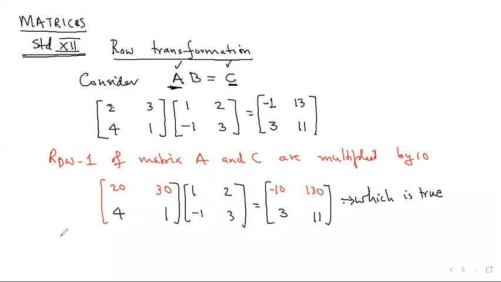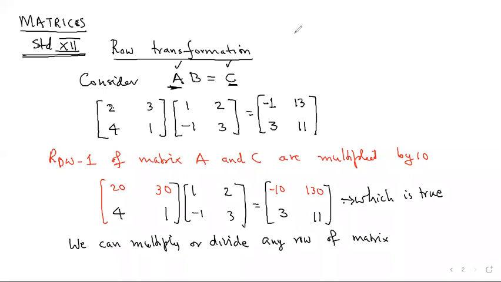So what is the row transformation number 2? We can multiply or divide any row of matrix A and B by a number.